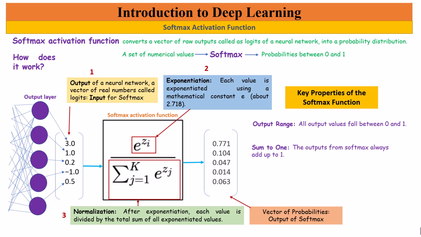By converting raw scores or logits into probabilities, Softmax makes the model's predictions more understandable and easier to analyze. Compare the raw output of the neural network with the output after applying the Softmax function. Which one is easier to interpret? Clearly, the Softmax output is more intuitive, as it represents probabilities for each class.